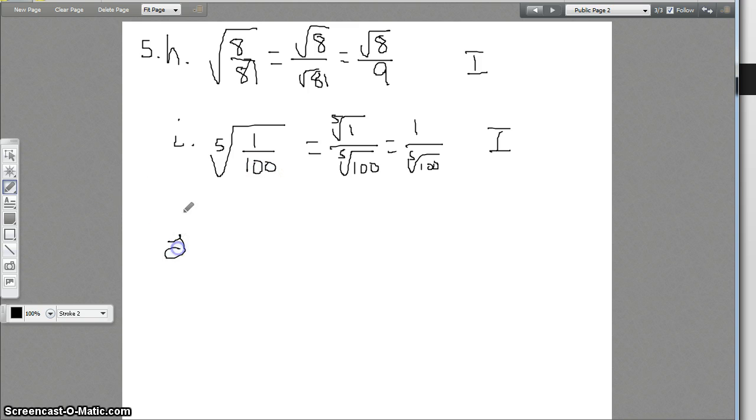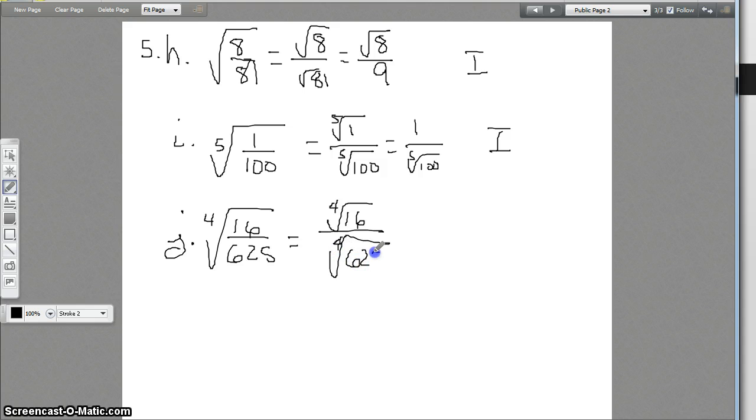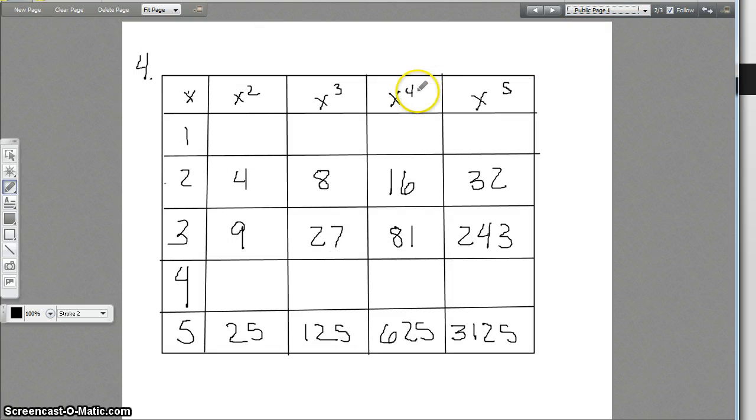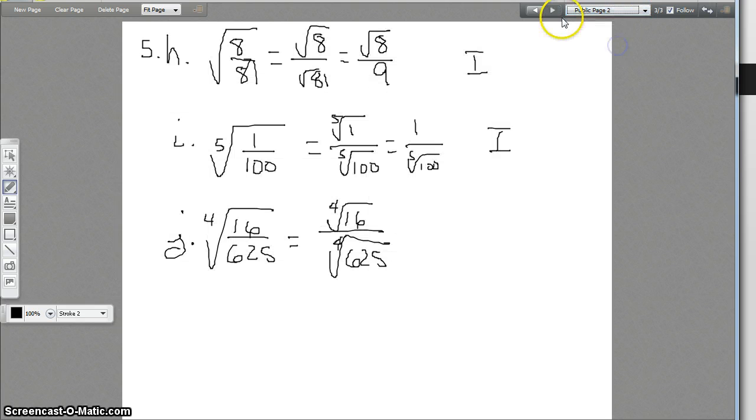And then for part J, we have the fourth root of 16/625. That is the same as the fourth root of 16 divided by the fourth root of 625. So if we go back to our table, in our fourth power column, 16 is the fourth power of 2, and 625 is the fourth power of 5. So that means what we have here is 2/5, and that is rational.